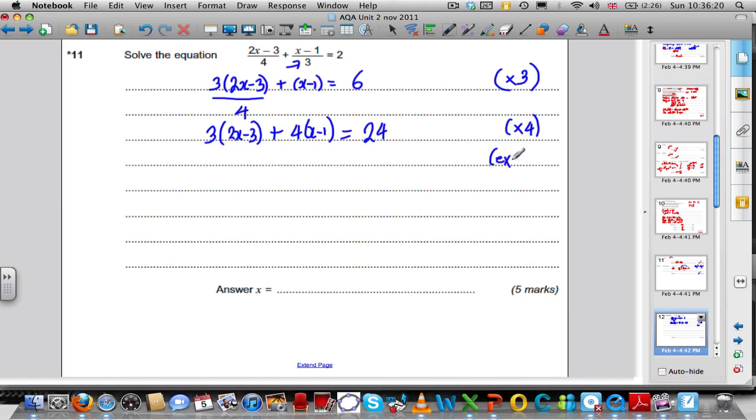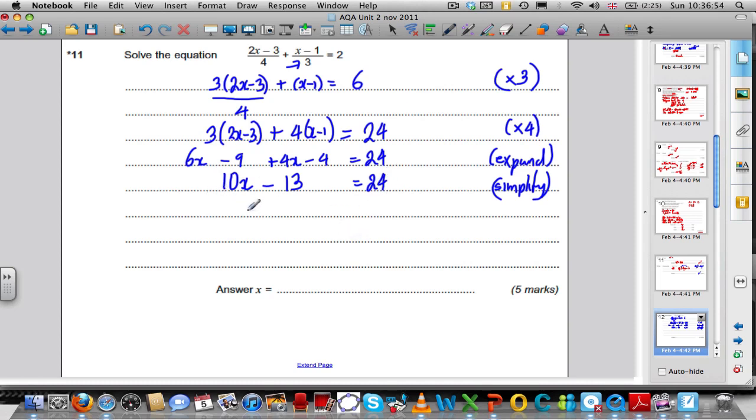Now what I'm going to do is expand the brackets. 3 times 2x is 6x, 3 times minus 3 is minus 9, 4 times x is plus 4x, and 4 times minus 1 is minus 4. All of that is equal to 24. Now I'm going to collect, so I'm going to simplify next. 6x plus 4x is 10x, minus 9 minus another 4 is minus 13. All of that's equal to 24.